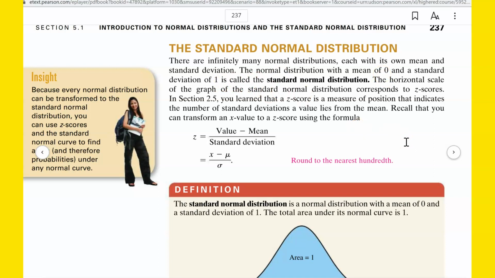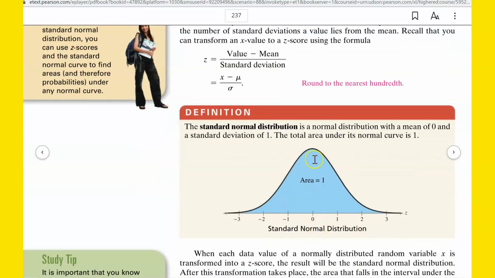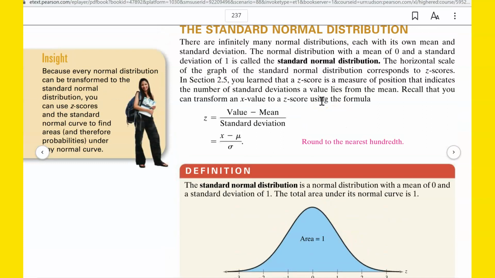So for the standard normal distribution, the center line would be 0 on the x-axis, and your standard deviation would be 1. These things correspond to what's called z-scores. The horizontal scale of the graph of the standard normal distribution corresponds to z-scores.